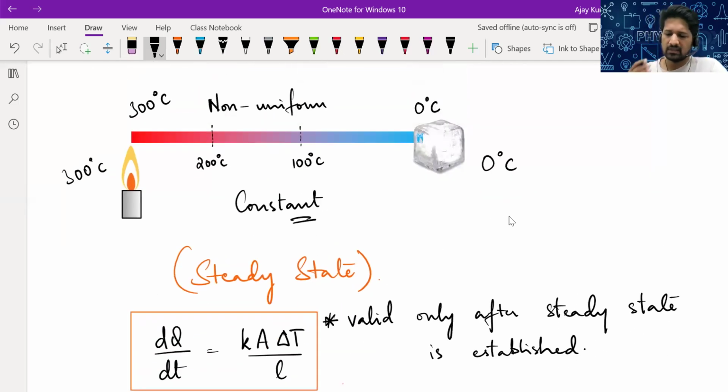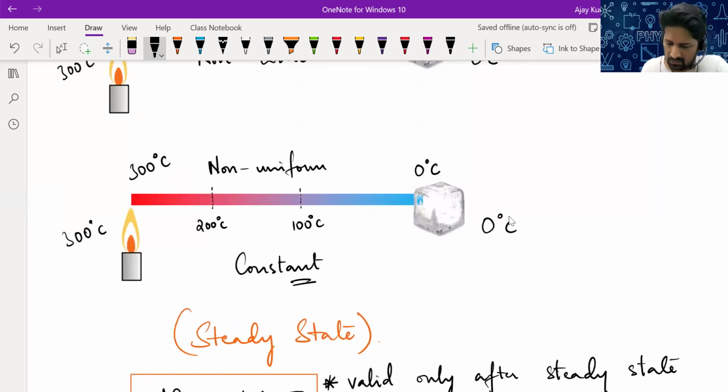Okay, now let us discuss a little further about steady state. Now you consider any layer of molecules. Let's say this layer which is at 200 degrees C. Its temperature has become steady now, meaning constant. Now on the left side, the rod is at 300 degrees. At the right end, the rod is at 0 degrees. So definitely transfer of heat will happen. From higher temperature to lower temperature, heat transfer will definitely occur.